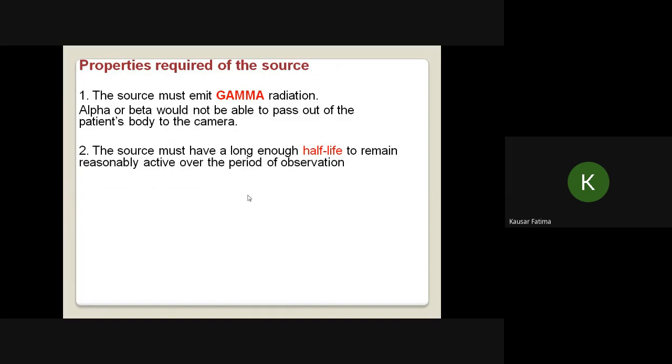So the half-life of that source should be long enough, but it should not be so long that it remains harmful in the body even after completing the job. When the purpose is done, it should have decayed almost completely, or the radiation rate should have decreased, so that its presence in the body causes no harm to the person. It should not be so long that it irradiates the patient's body longer than needed.